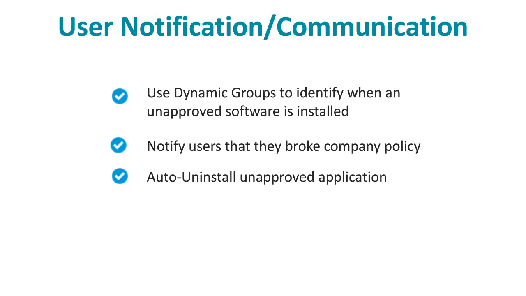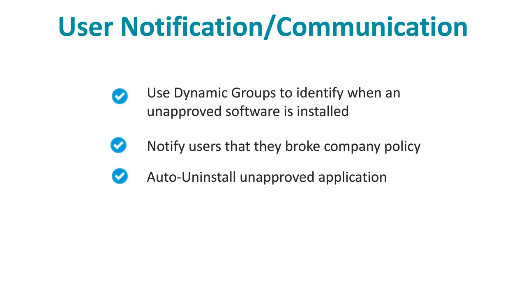They're first using ESET's dynamic grouping system to automatically locate computers where unapproved software is installed. Then notifying users that they broke company policy by installing that software. Then automatically uninstalling that software from the machine. And once you set this up once, you never have to worry about it again. We'll go ahead and do this every single time this specific action happens.